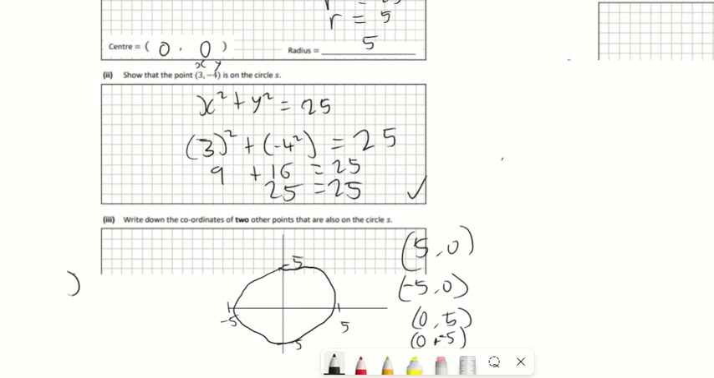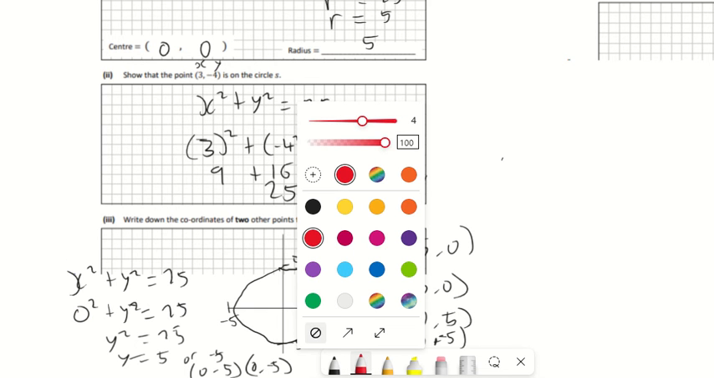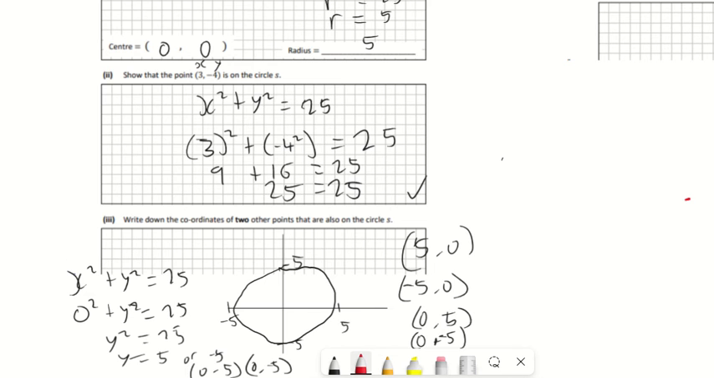Another way you could do it is to sub some values into the equation. So x squared plus y squared is equal to 25, and you could just sub in some values for x or y. If I just subbed in a 0 for x, 0 squared plus y squared is equal to 25. So y squared is equal to 25, so y is equal to 5 or minus 5. Therefore we get (0, 5) and (0, minus 5). That's another way of doing it, and you could sub in other values rather than 0. You could sub in a 1 instead of the 0, or other numbers. So that's a couple of ways of doing it.